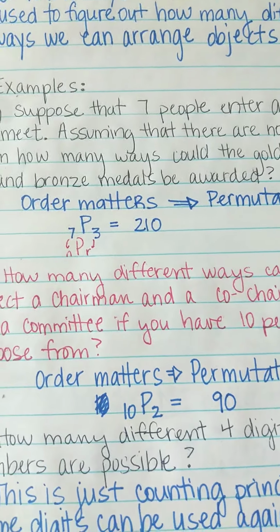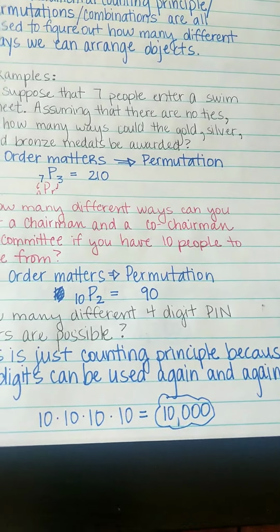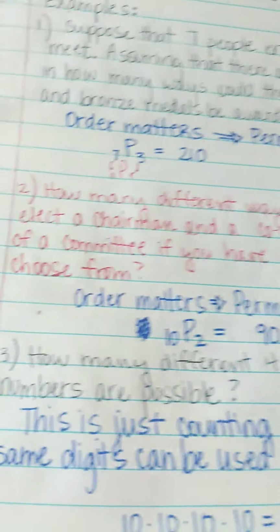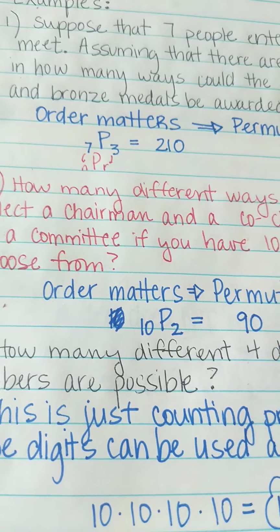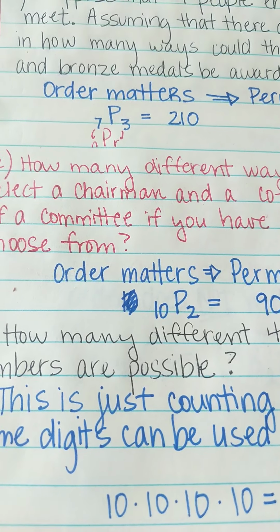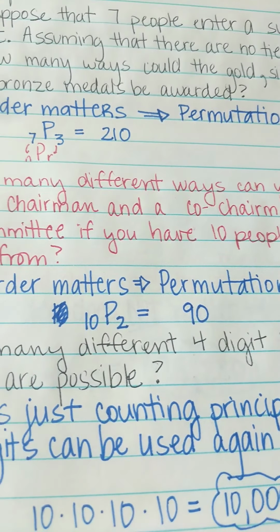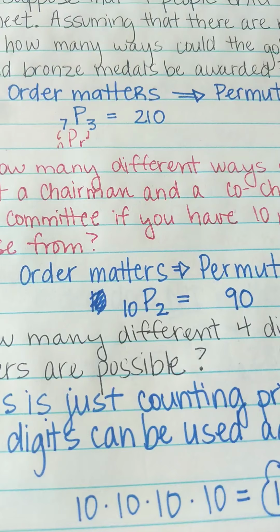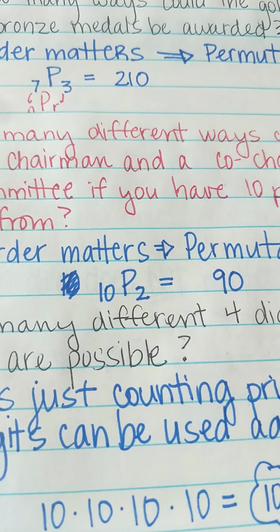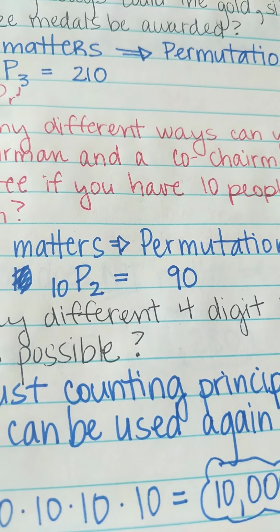Okay, now, next example. How many different ways can you elect a chairman and a co-chairman of a committee if you have 10 people to choose from? Again, the order matters, because whether I'm chairman or whether I'm vice chairman makes a huge difference. So because the order matters, this is what we call a permutation. So we're going to do 10, that's how many people we have to choose from, P2, because there's 2 spots. Type it in that permutation calculator. You don't need to do this by hand. And we get 90 different ways. That's how many ways we could choose.